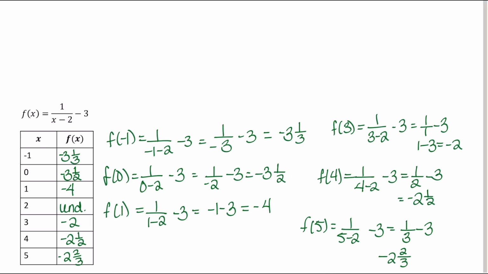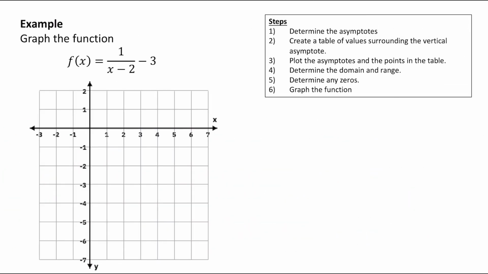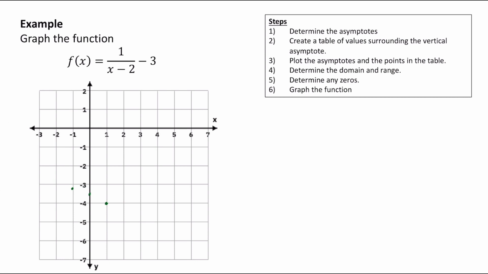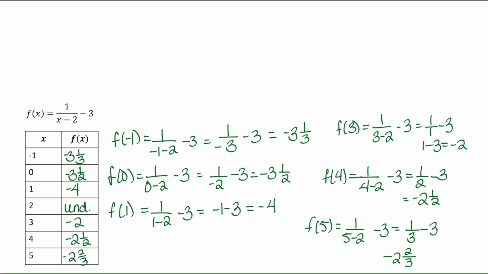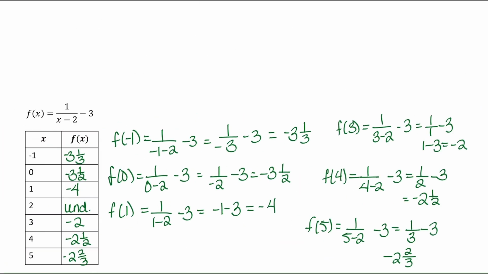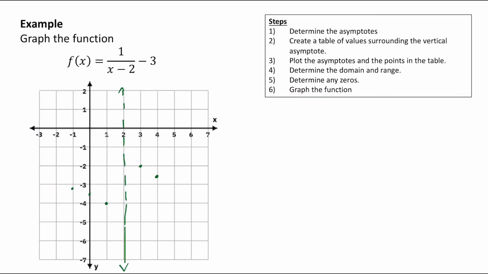So if we go ahead and graph these points now, so we have -1, -3 and 1/3. So that goes here. And then we have 0, -3.5. And then we have 1, -4. And we have 2. Okay, so 2 is where we have our vertical asymptote. So I'm going to go ahead and draw that in. And then we have 3, -2. 4, -2.5. And then 5, -2 and 2/3.